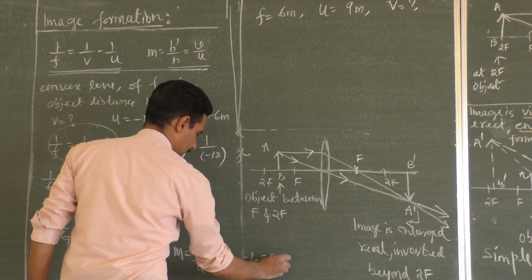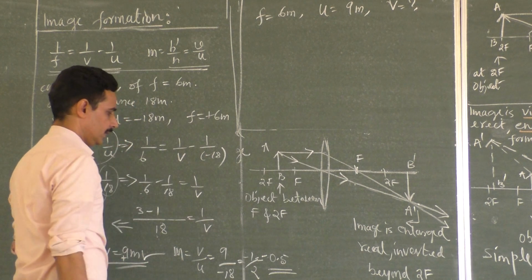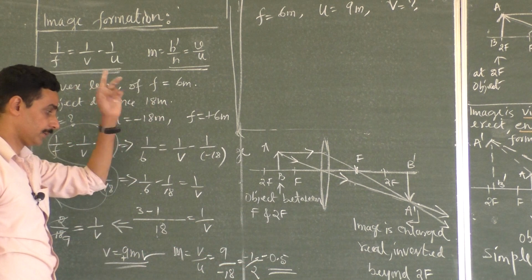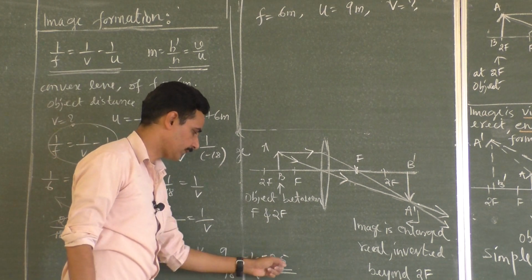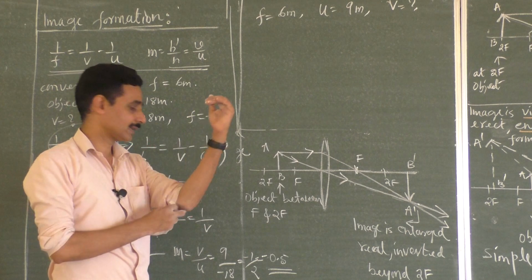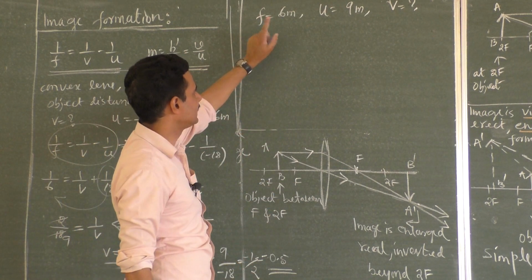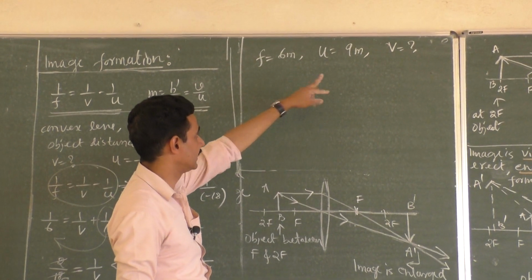What is the meaning of 0.5 and minus 0.5? Minus indicates that the image is inverted. It was between F and 2F, and 0.5 indicates that the image is diminished. It is half of the size of the object. Now coming back to this problem. Focal length is 6 meters. Object is kept between 6 and 12, that is 9 meters.